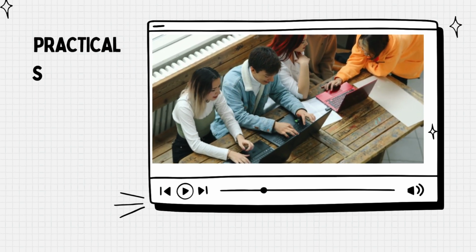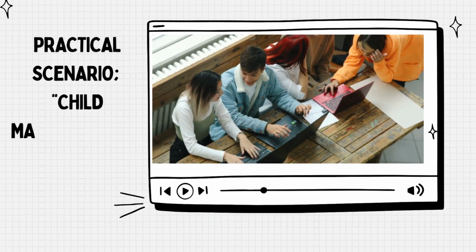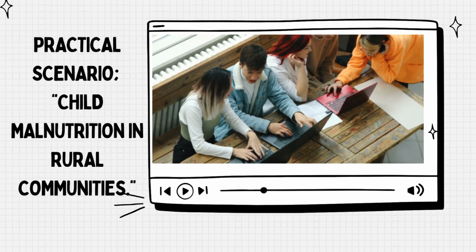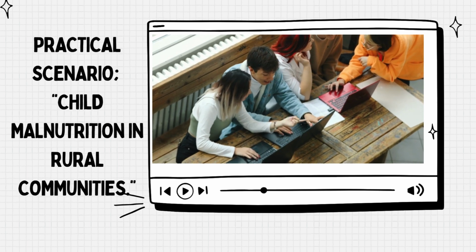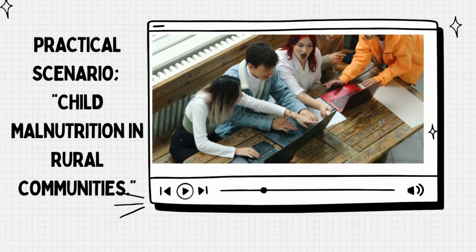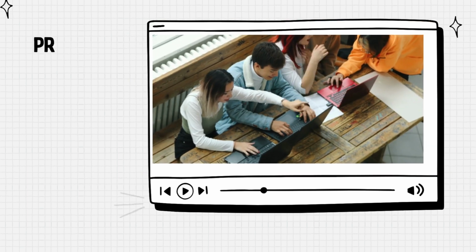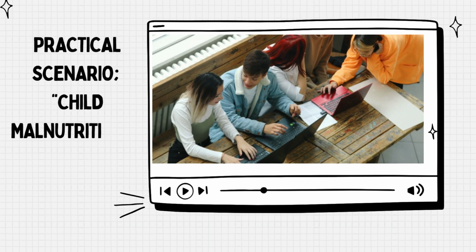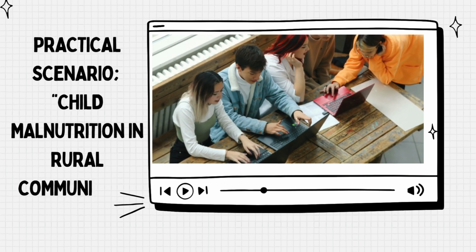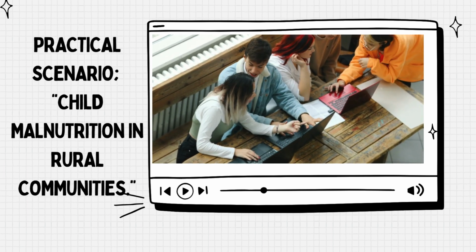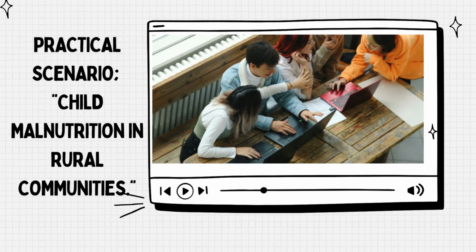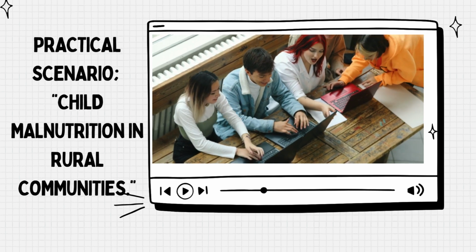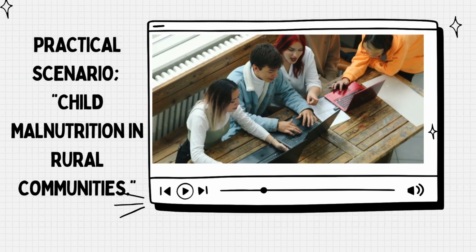Now, let's put everything we've learned into action. Imagine this. You're working with an NGO to tackle a major issue: child malnutrition in rural communities. Thousands of children are underweight, and their health is at risk. Your mission: to design a project that not only provides food but also ensures long-term nutrition and health improvement. But how do you measure success? How do you know if you're making a real difference? That's where MEAL comes in. Let's walk through a real-world example of designing a MEAL framework step by step.